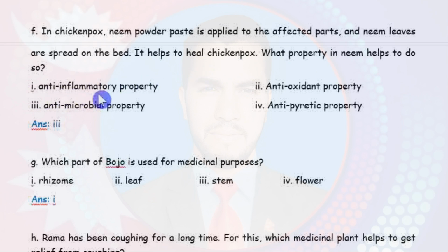Option number first is anti-inflammatory property. Number second, antioxidant. Number third, antimicrobial property. Number fourth, antipyretic property. But the correct option is option number 3, antimicrobial property.